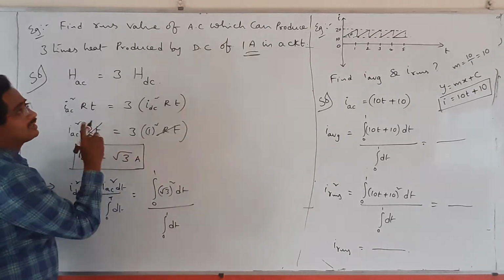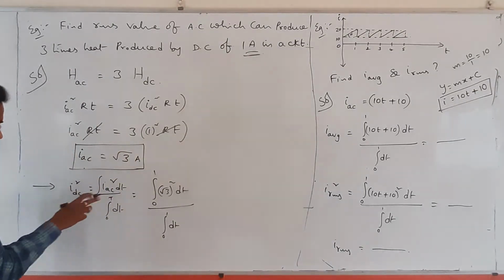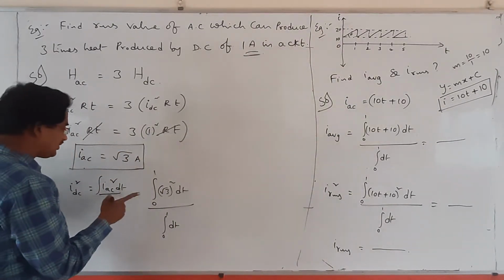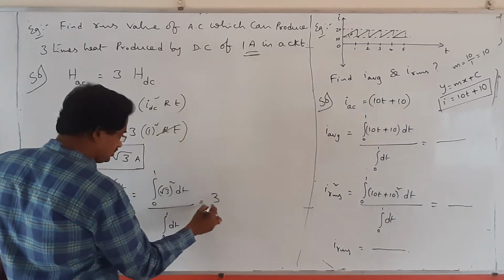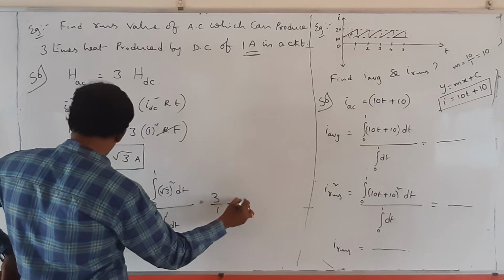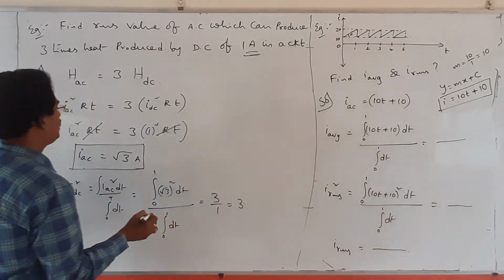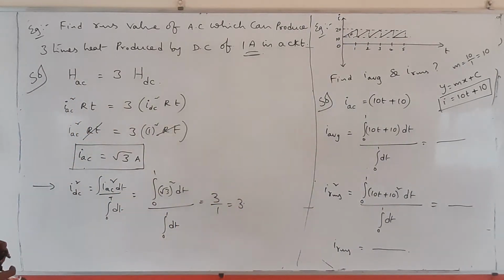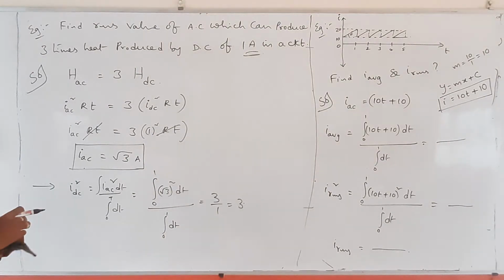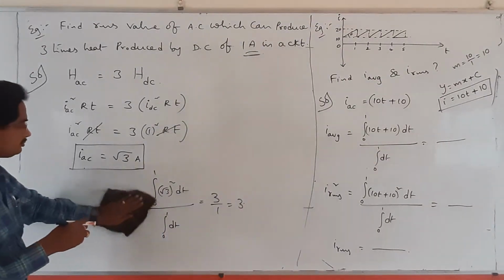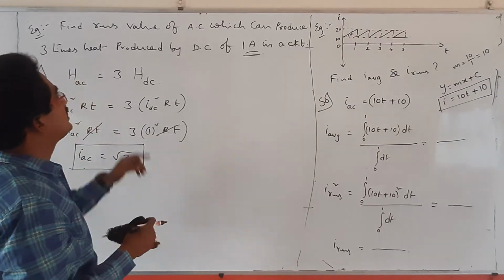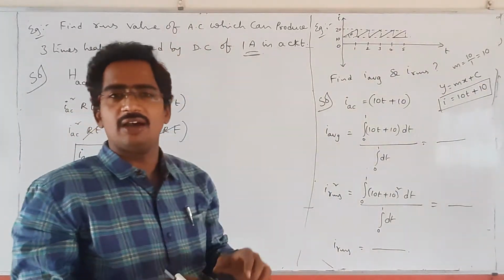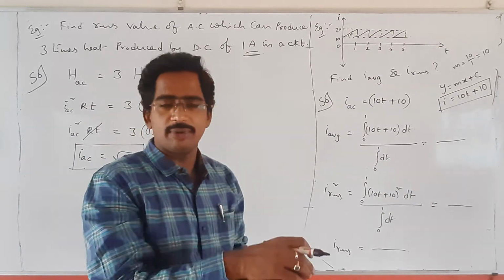For example, in 1 second, how much are we getting? 3 divided by 1, 3 amperes. So I_DC... Some data is missed out here. Okay, in the problem I forgot some data. Actually, I will tell you that problem next.